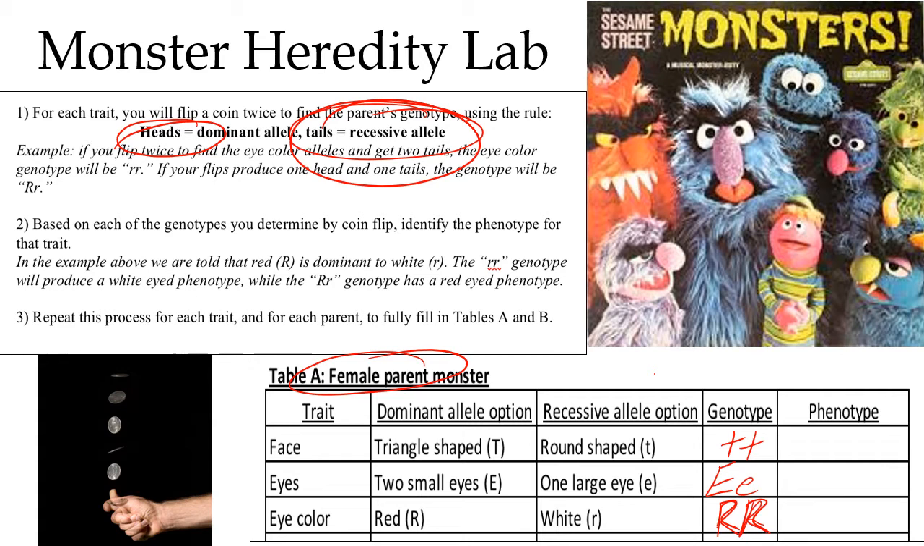I think I gave you 9 different categories of traits. Just go down, do that. You're going to flip the coin twice for each trait to find out what each parent looks like. Then you'll have the same exact thing here.